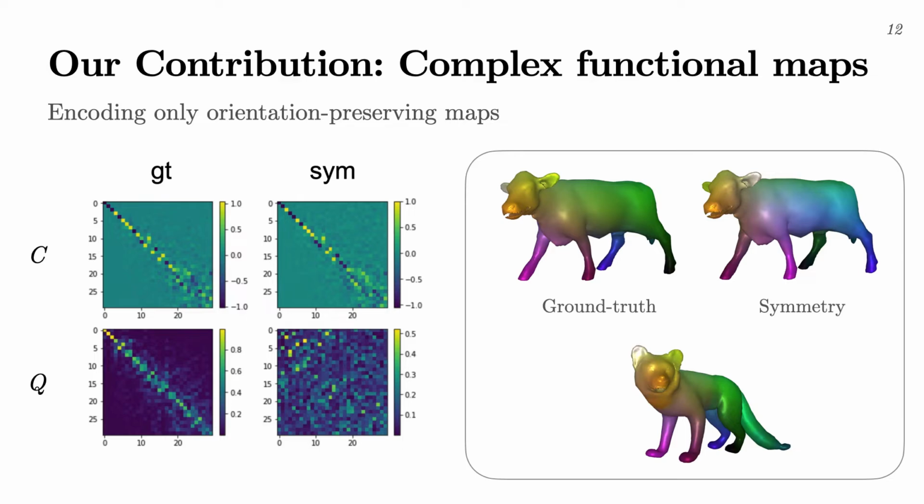Our contribution is to propose complex functional maps, an orientation-aware encoding for maps between shapes. Notice that for a symmetric map, the functional map is slanted diagonal, while the complex functional map is basically noise. Indeed, our complex functional maps can only encode orientation-preserving maps, like the ground truth in this case.